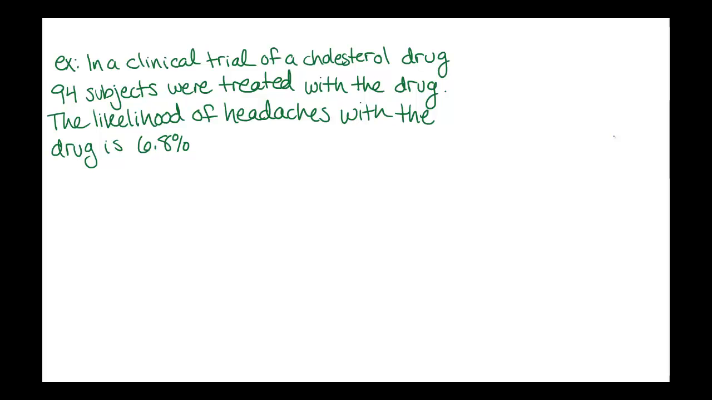So for example, we have here a clinical trial of a cholesterol drug. 94 subjects were treated, and the likelihood of headaches with the drug is 6.8%. Treating this as a binomial distribution, we're looking at a total number of 94 subjects. Some of them will get headaches, some of them won't. So we're treating our success as getting a headache, which means that p, our probability of success, is 6.8%, or 0.068. q then would be 1 minus this.